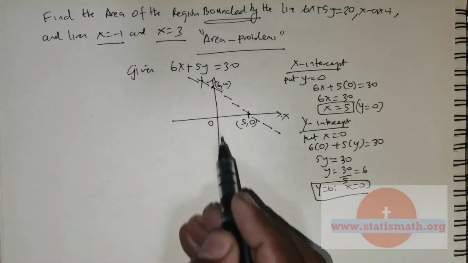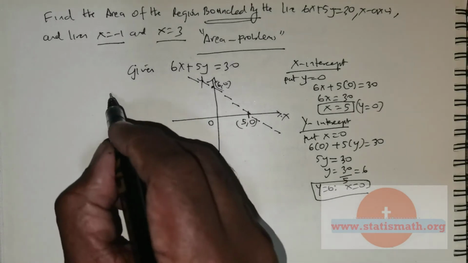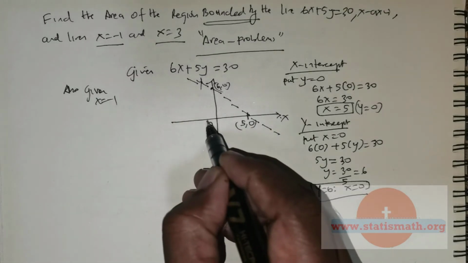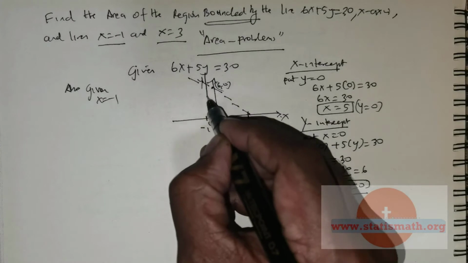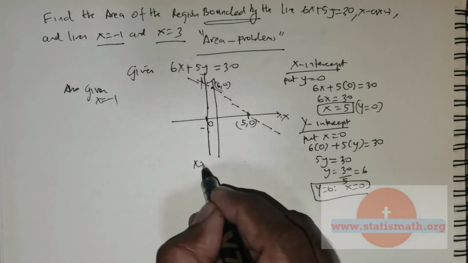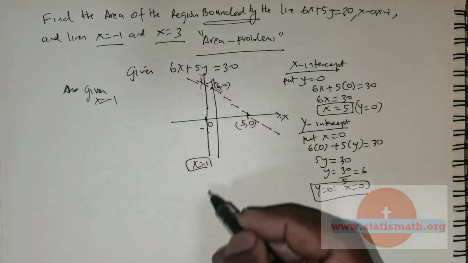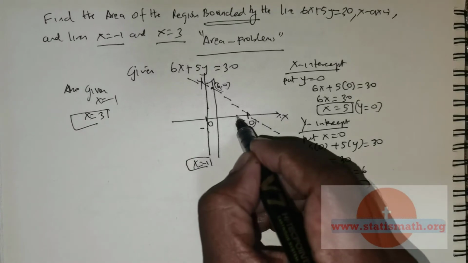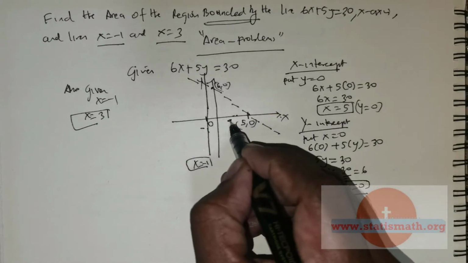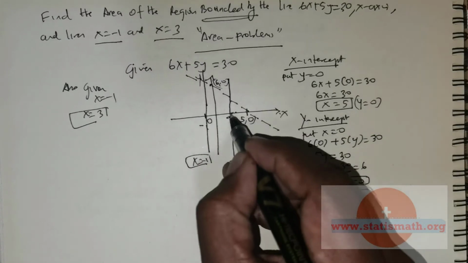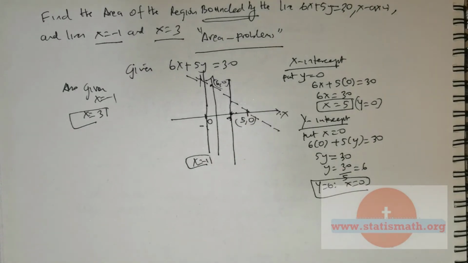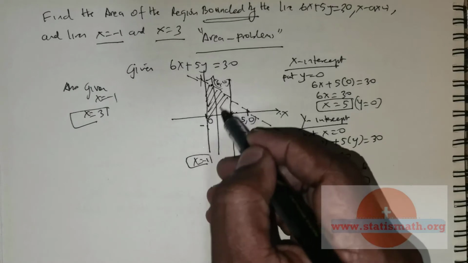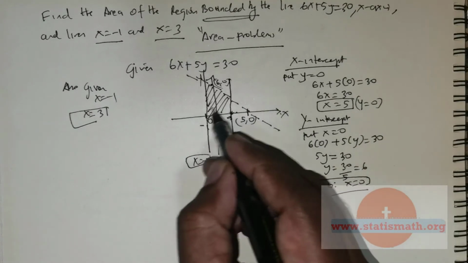something like this. Okay. Now you have also been given x = -1. If I take this as -1, then you get the line x = -1 flowing like this. And then you got x = 3, which would be somewhere over here. So this is the rough sketch. You are asked to find this region. Okay, so this is the area that they need.